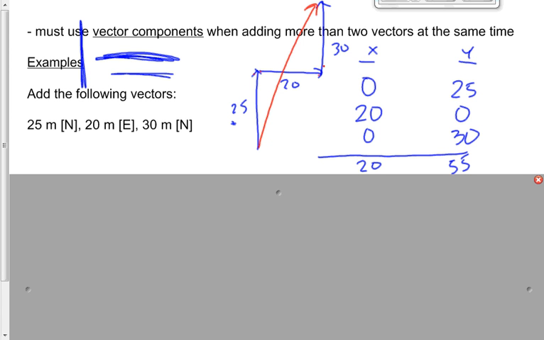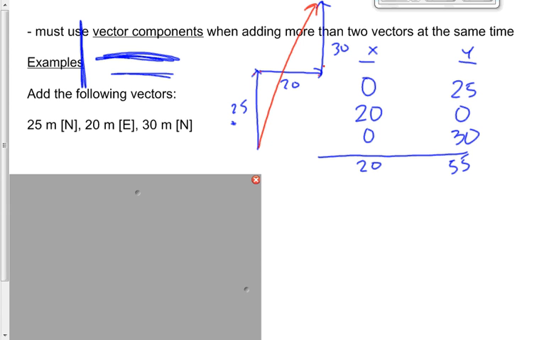Now what we have to do is draw another diagram, but this time it's going to be a simple right-angled diagram. 20 to the east, 55 to the north. And the resultant vector is going to be drawn in red there. And we can find that by just doing the Pythagorean theorem again. 20 squared plus 55 squared.